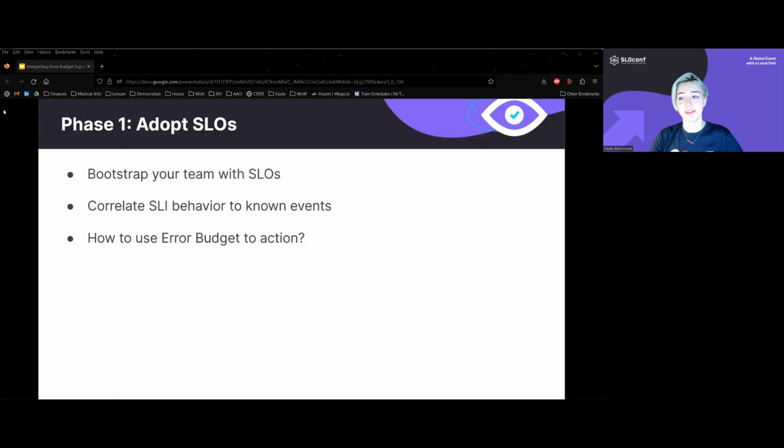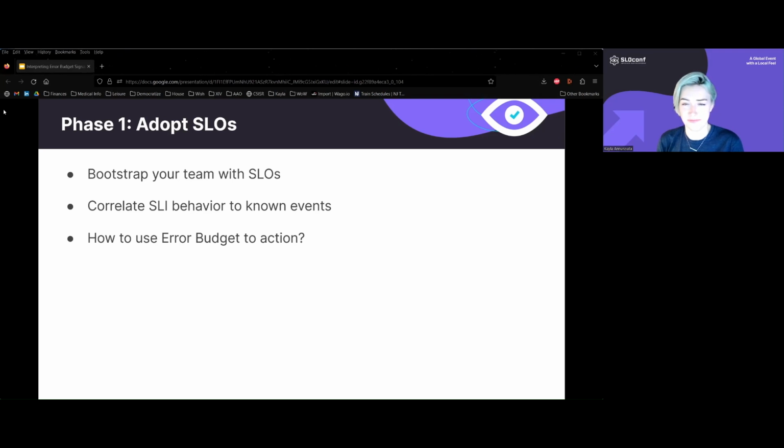So step one is start somewhere, create an SLO for your application. If it's simpler to just create an availability SLI, for example, off of a response code of 500s or non-500s, start there, right? If it's maybe simpler for your application to track the performance of your latency, create an SLI off of that. Just bootstrap your team in some way that makes the most sense for you.